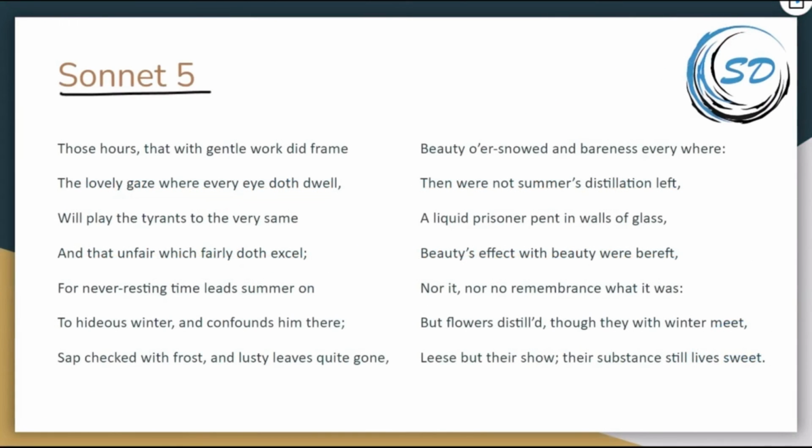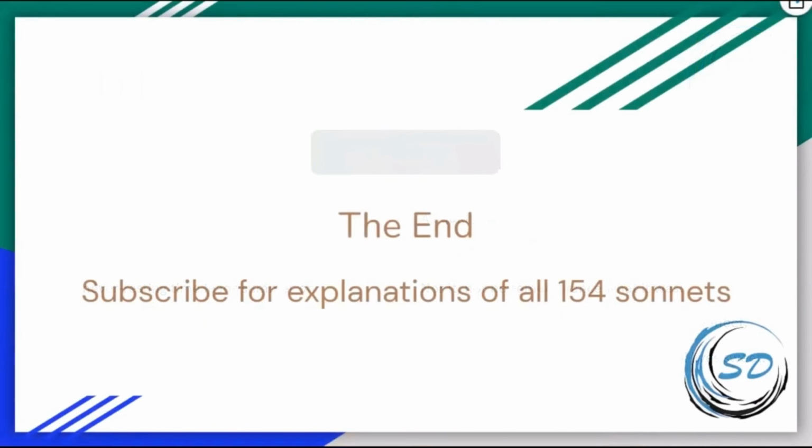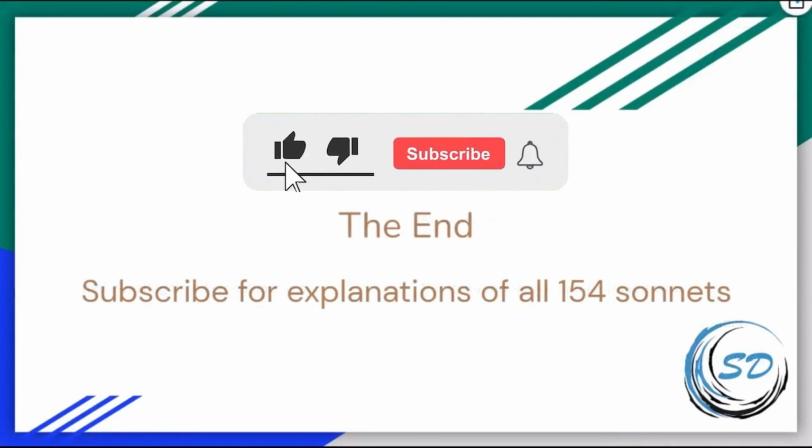Sonnet 5 leaves us with a profound contemplation on the fleeting nature of beauty and its vulnerability to the passage of time. Shakespeare reminds us that while physical appearances may fade, the essence of beauty endures. We hope this exploration has shed further light on the profound themes and poetic brilliance within the sonnet.